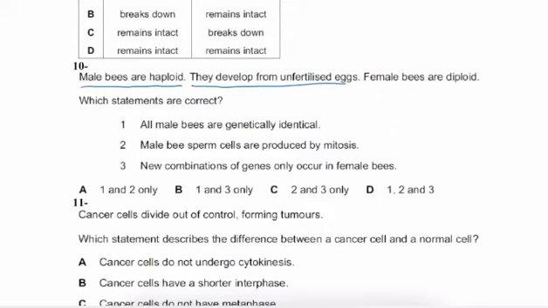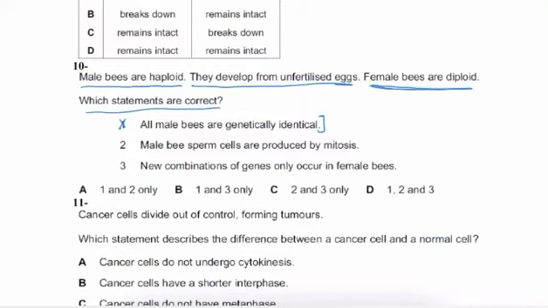Male bees develop from unfertilized eggs. Eggs are made by the female bees. Because female bees are diploid, their cells can divide by meiosis, producing haploid eggs. Which statements are correct? All male bees are genetically identical. No, they are not genetically identical. This statement is wrong. Why?